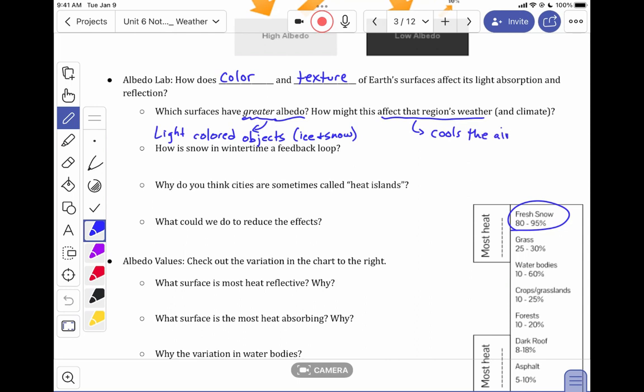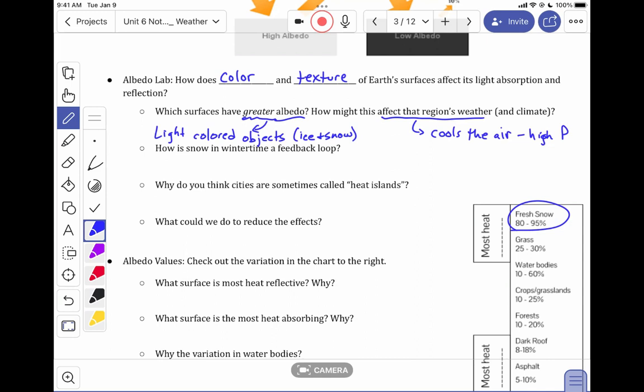And kind of the opposite of that, we said warm air expands and gets low pressure and rises, while cooling the air is going to be the opposite. That's going to give us high pressure. So how is snow in the wintertime a feedback loop? What a feedback loop does is something happens and it causes it to happen more, and more, and more. So for us, that's what snow can do.